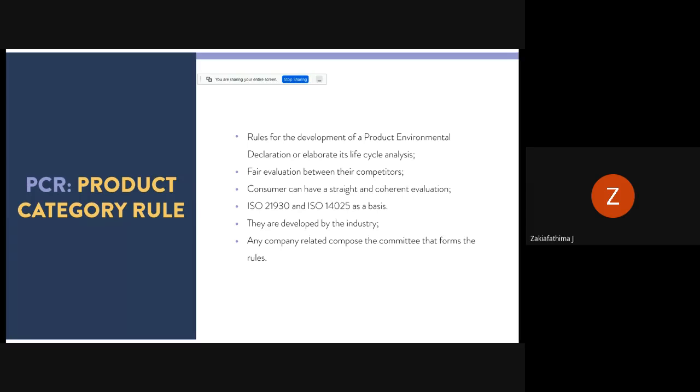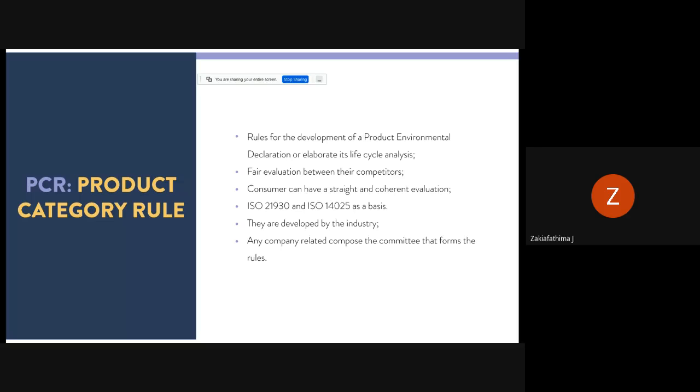So when you come to that, a proper evaluation can be done only when you look through your PCR for that particular product. Whichever product of these two brands actually has proper adherence to the PCR, and has a higher rating, is the one which actually followed the rules properly. So consumers can have a straight and coherent evaluation only through the PCR rules. Your consumer can know what the processes are that go behind documenting a material.